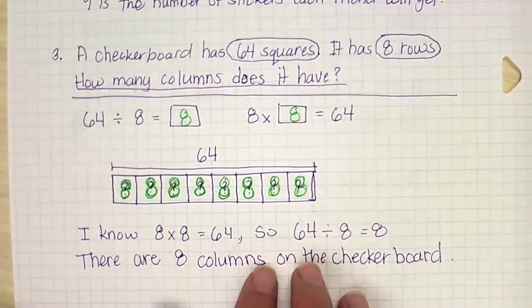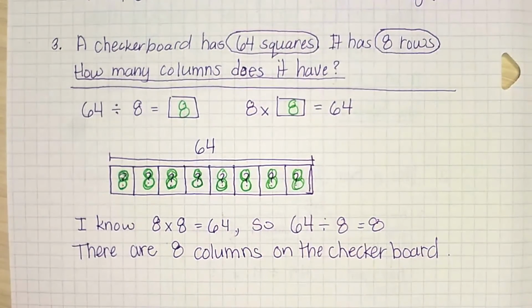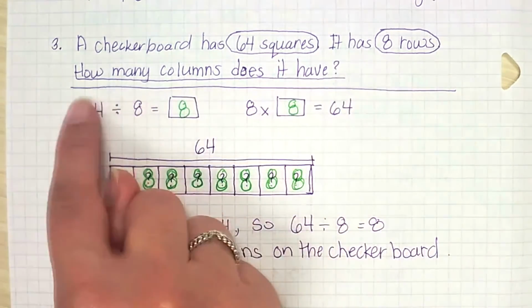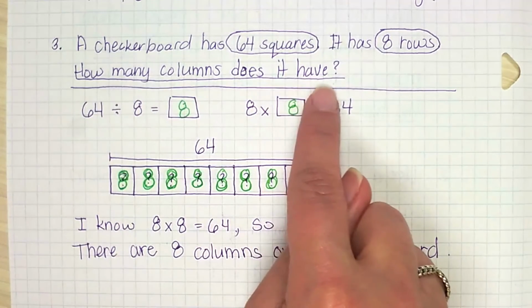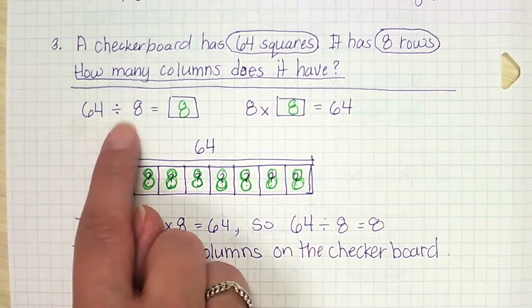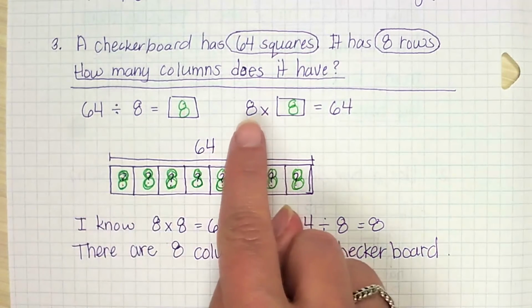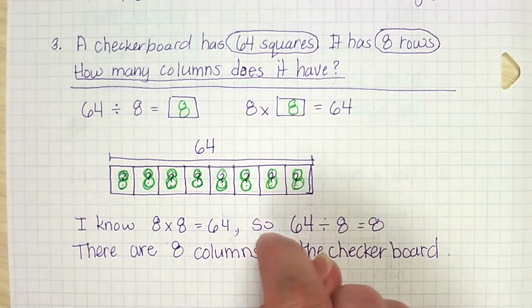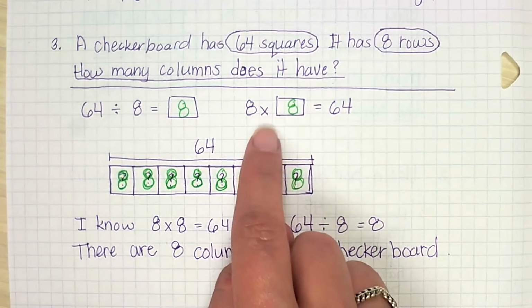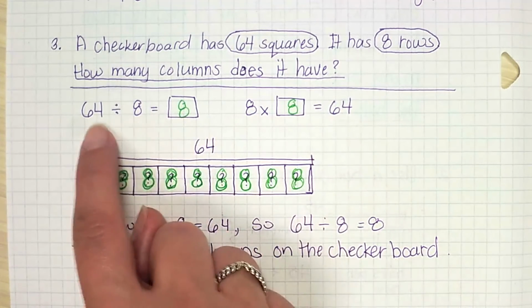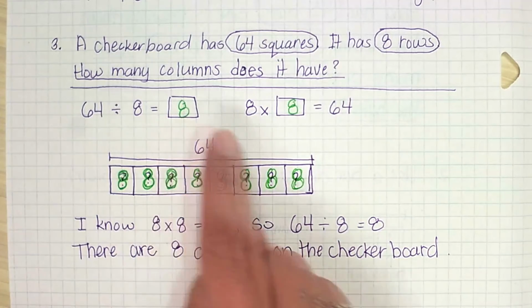And our last question says, a checkerboard has 64 squares. It has 8 rows. How many columns does it have? So I circled my 64 squares, and I circled my 8 rows, and I underlined the question part. How many columns does it have? So I know I need to do 64 divided by 8 equals a number. So I have to stop and think. 8 times what number is 64? Using my multiplication facts, I know that 8 times 8 is 64. So 64 divided by 8 is equal to 8.